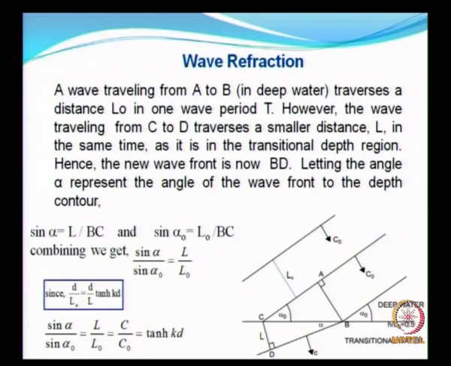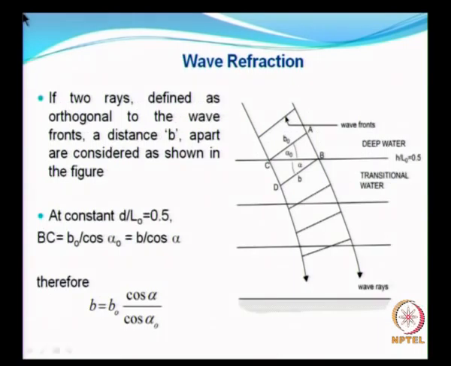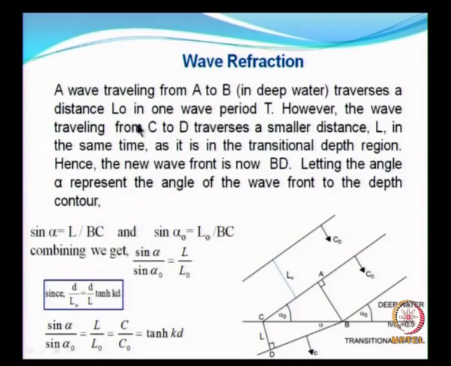Now, we have already seen from the dispersion relationship that d by L naught equals d by L into tanh kd. So, now you can get an expression which relates the angle, celerity, and which will be equal to tanh kd, tan hyperbolic kd. I hope this is clear. Okay.